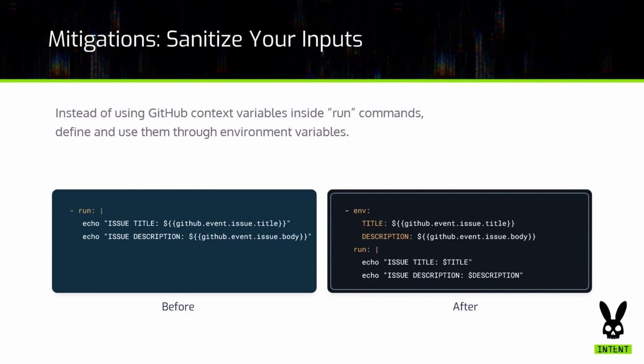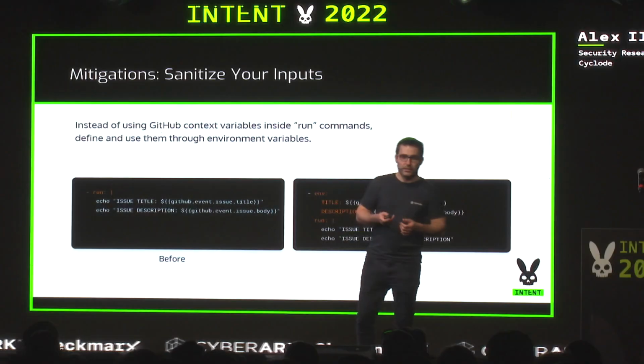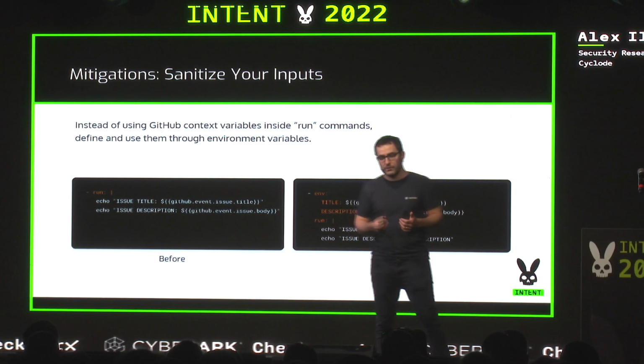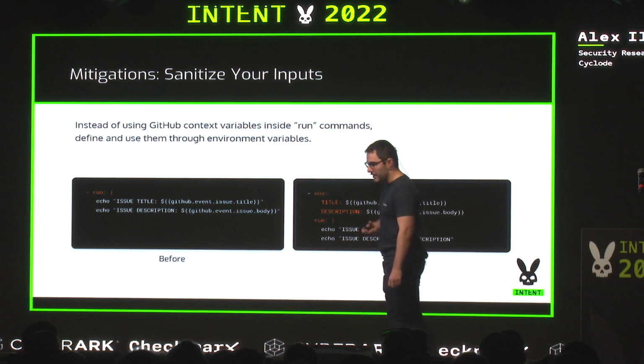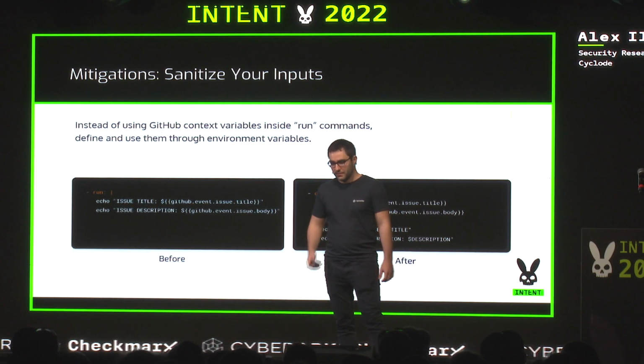The second most effective method is sanitizing your input. Instead of using this issue title or description inside your bash script, just define this as an intermediate environment variable and use that environment variable inside your script. Even if this variable contains code, it will be treated as text only.